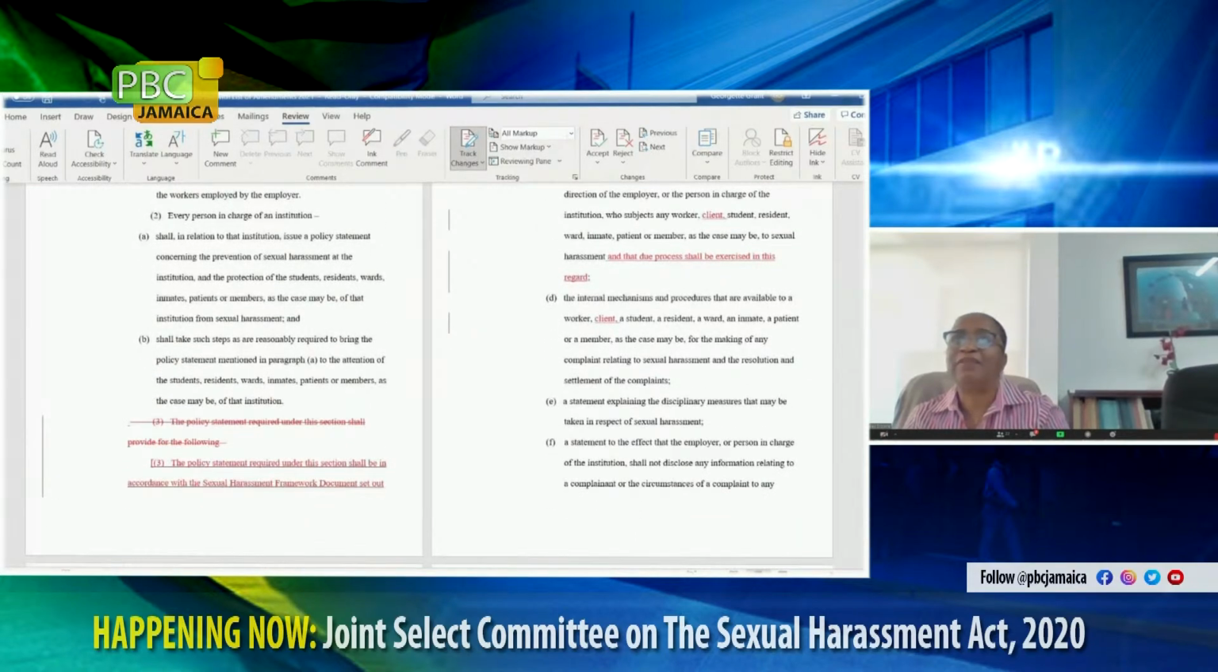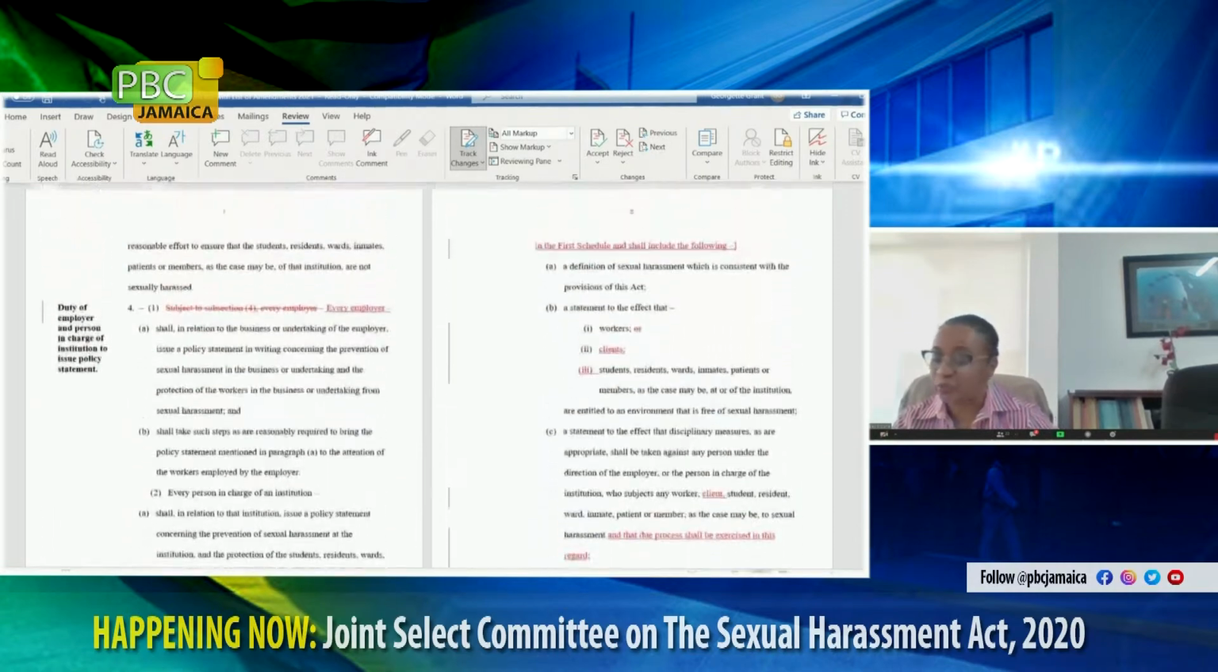I think you went too far up, Georgia. Right, where we are now, we wanted to link what must be in your policy statement. The ministry wanted to use this sexual harassment framework document as a template, and so yes, we amended subclause 3. We deleted subclause 3 and substituted the following: the chapeau to subclause 3. The policy statement required under this section shall be in accordance with the sexual harassment framework document set out in the first schedule and shall include the following.